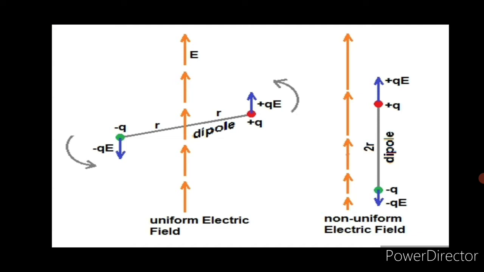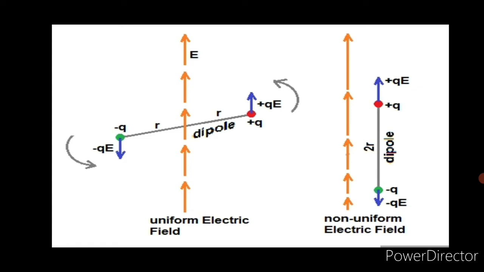You have already seen that a positive charge always tends to move in the direction of the field, and a negative charge always tends to move in the direction opposite to the field. And here the field direction is along the y-axis. Suppose the field is E, then plus q experiences a force along the y direction, and minus q experiences a force along the negative y direction, opposite to the field.